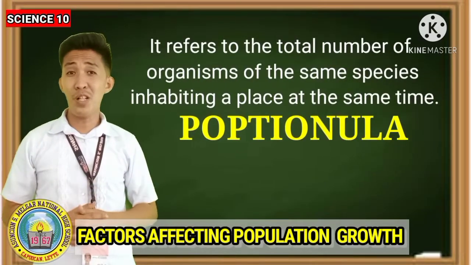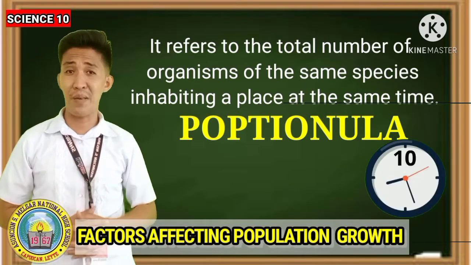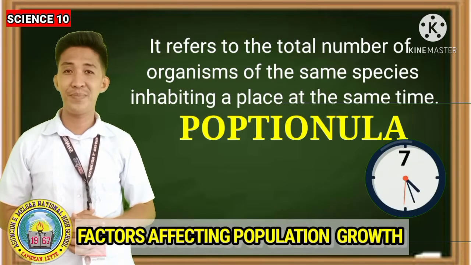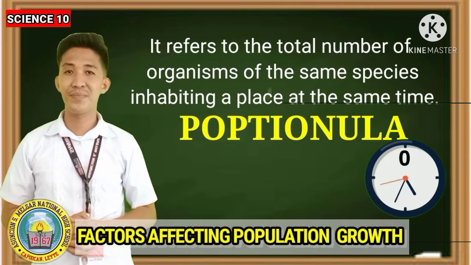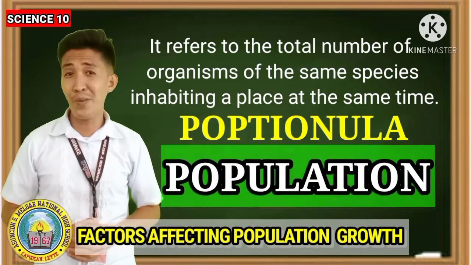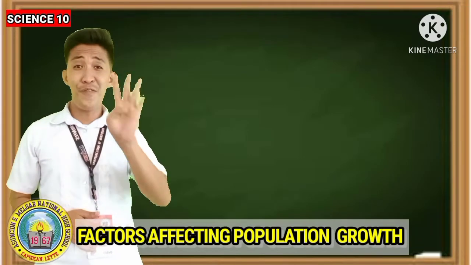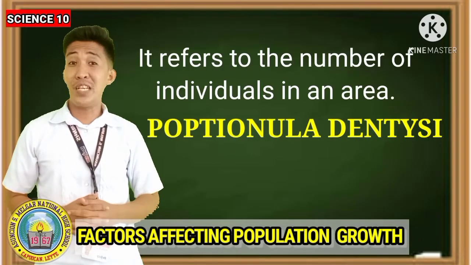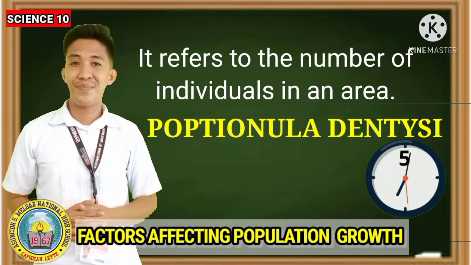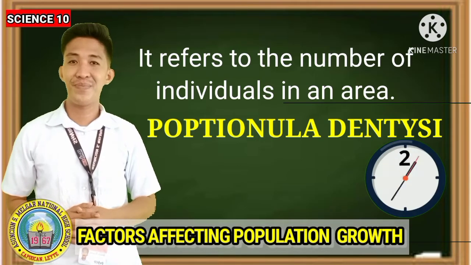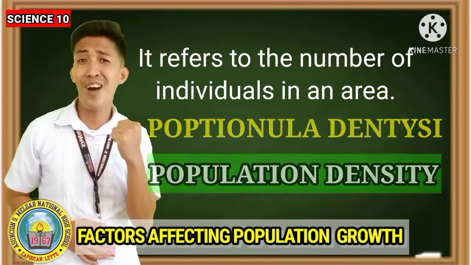Moving on to description number 3. It refers to the total number of organisms of the same species inhabiting a place at the same time. If your answer is population, congratulations! Description number 4. It refers to the number of individuals in an area. If your answer is population density, well done!